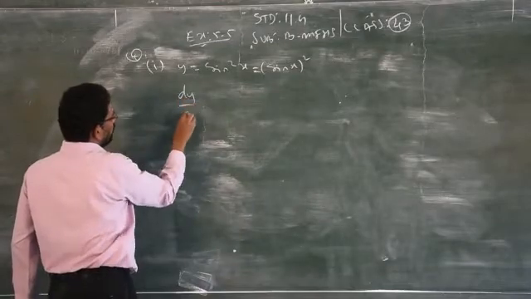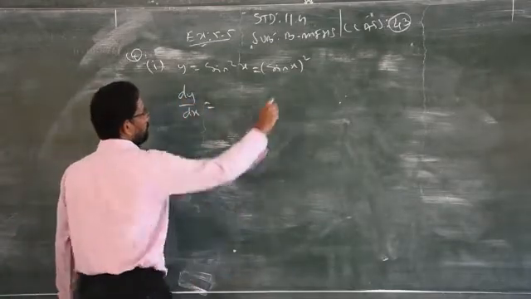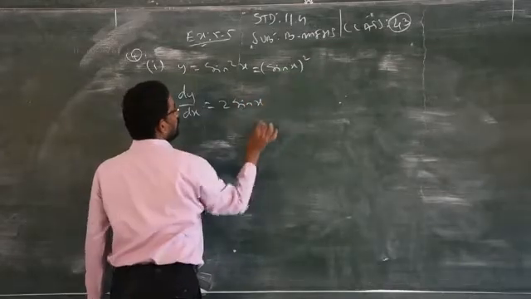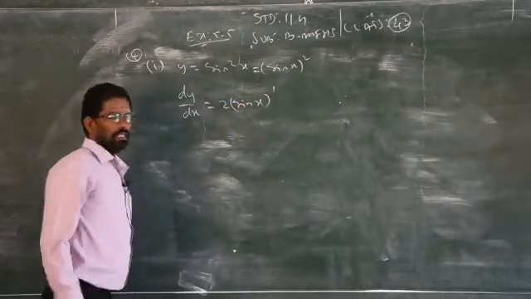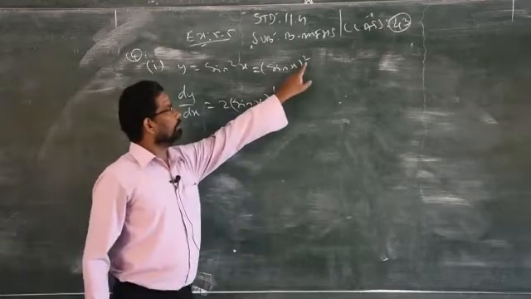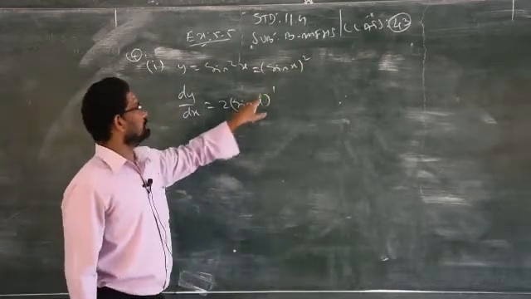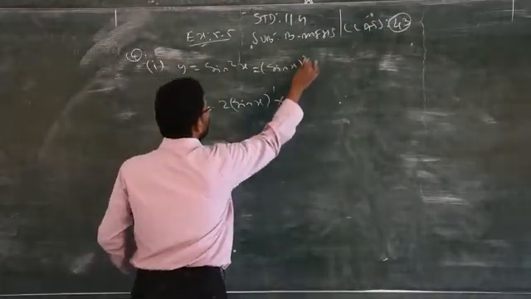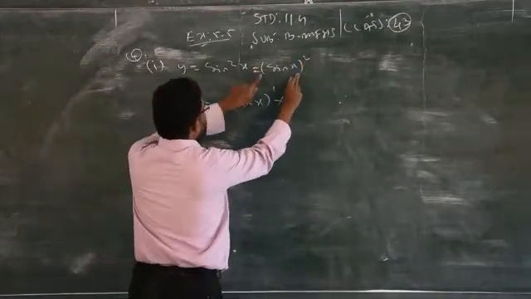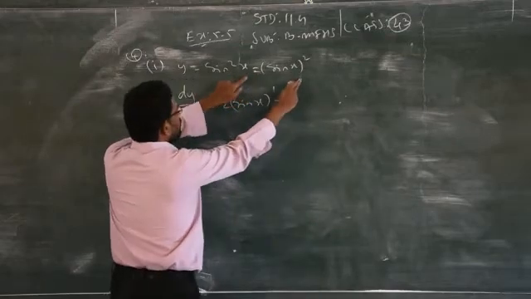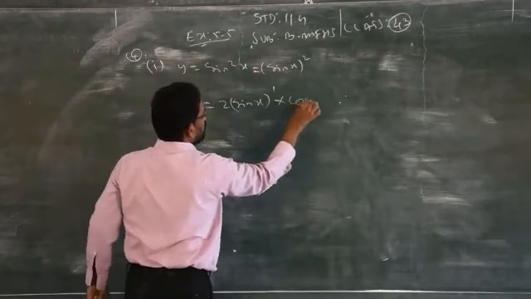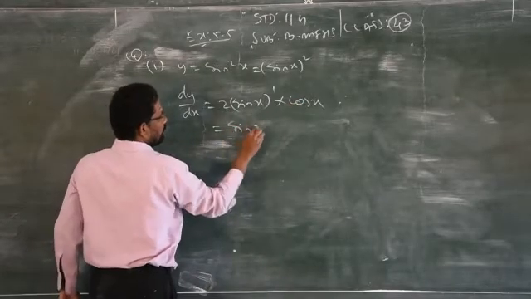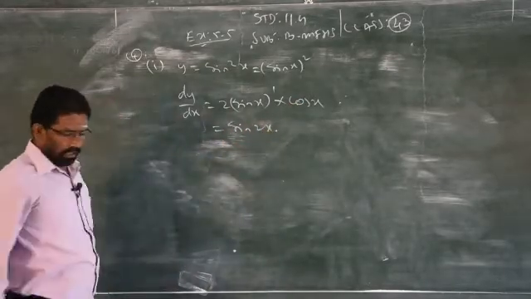You have to bring the power as a multiplier. What is the power? 2. So 2 sin x, reduce 1 in the power, 2 minus 1, 1. That is the concept, isn't it? So you take the power as a multiplier, 2 sin x, reduce 1 in the power, that is 1. I am differentiating only the power. Now you differentiate inside the bracket. What is there inside the bracket? Sin x. Sin x will become cos x. 2 sin x cos x is nothing but sin 2x, that is a trigonometry ratio.